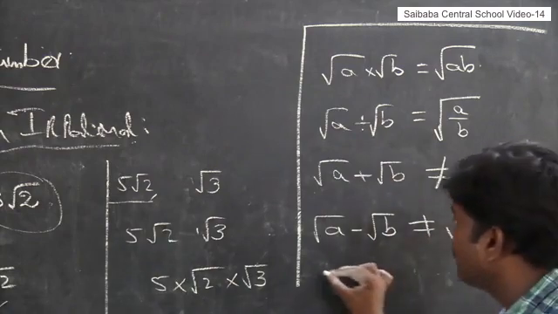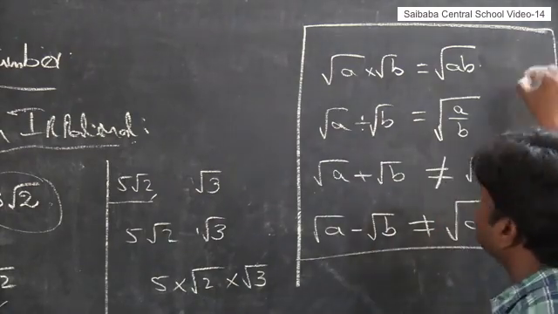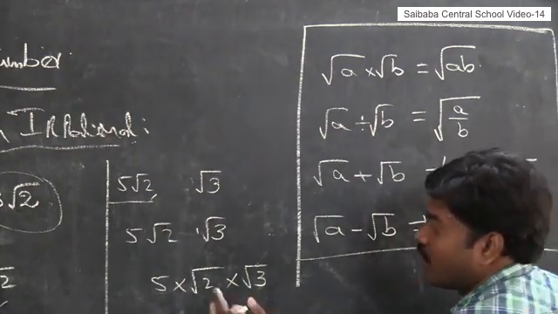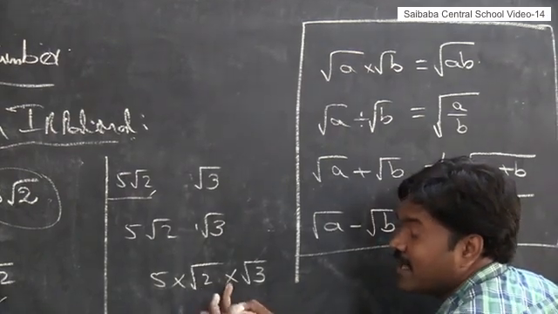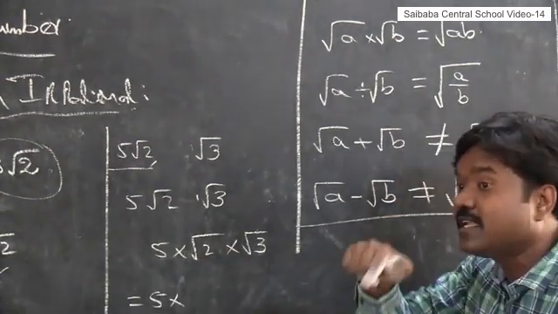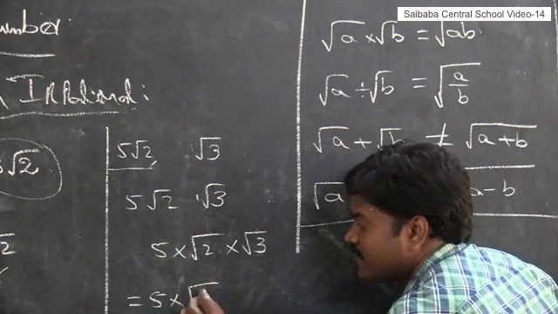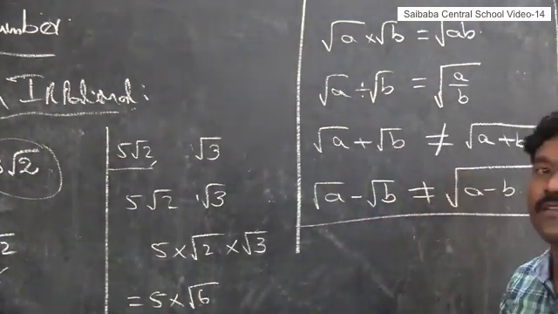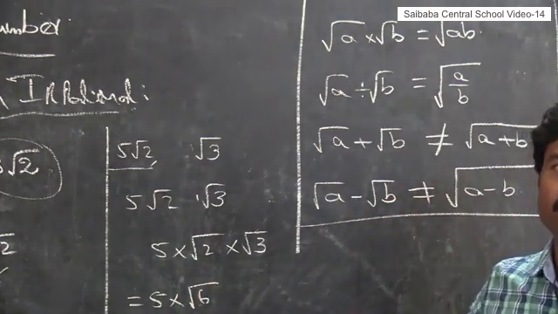Please note down these four in classwork. Now, root 2 into root 3, in between two roots we can use a single root. Root of 6. 5 root 6 is the answer.